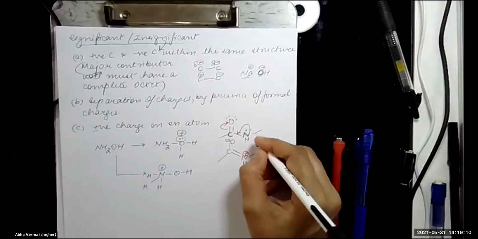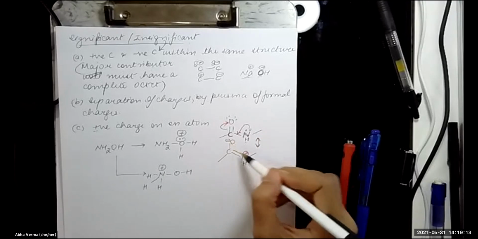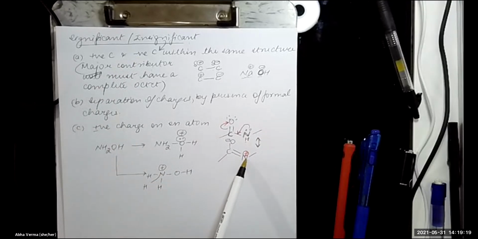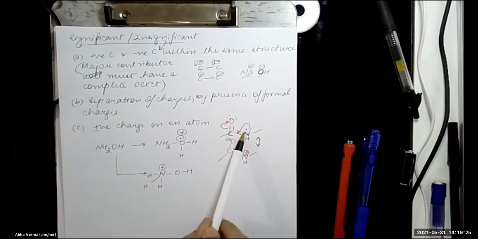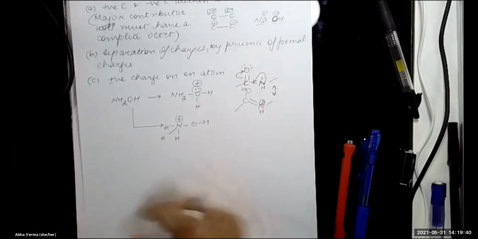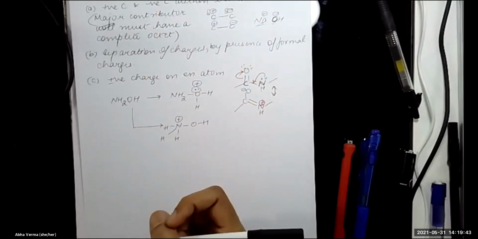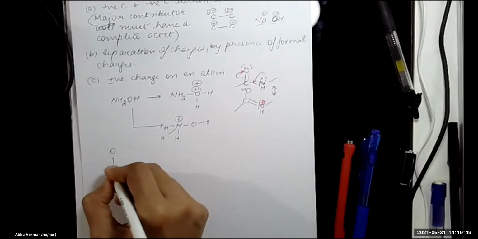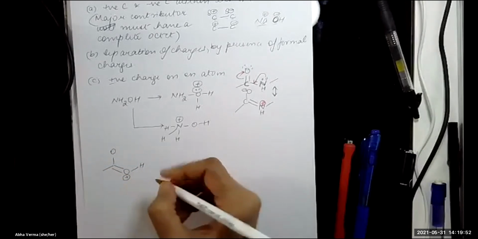So if you look at both of these, of course there is a separation of charge, which makes it insignificant. The presence of charge on an electronegative element also makes it insignificant. So among these two resonance structures, this is definitely the insignificant contributor. Okay. Let's do another example. So these are the 3 parts that you have to look at when you have to decide which is going to be your insignificant and which is going to be your significant structure.